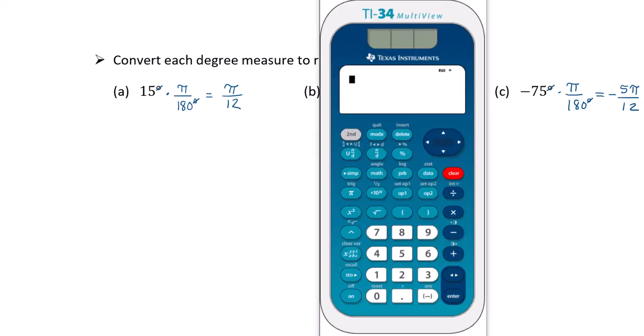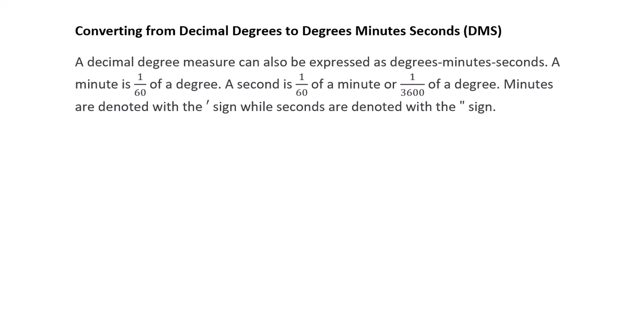Showing you how to do this on your calculator, you'd have a negative 75 divided by 180. Depending on the settings of your calculator or the model of your calculator, you may get a decimal like this. So look for a fraction to decimal conversion button. You can use that, and you'll see this is a negative 5/12 of a pi, or negative 5/12 times pi. That gives us our negative 5 pi over 12 radian measure.